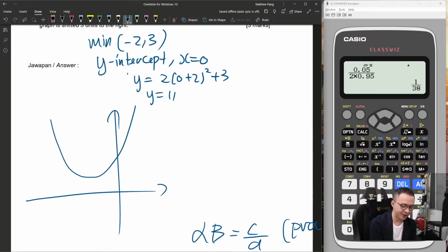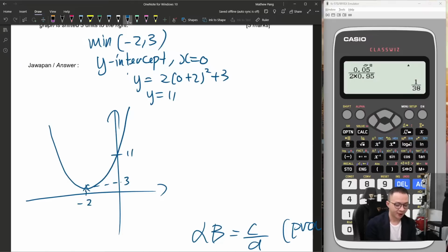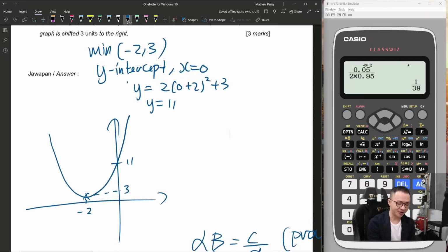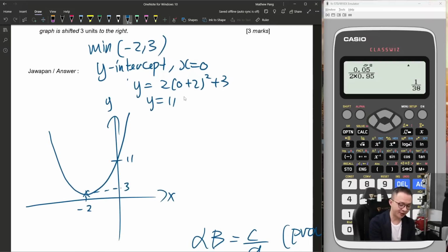I should have something like this. Okay, so this one is 3, this is 11, and this is negative 2. Okay, this is my graph. Done. They asked me to sketch a graph. I already sketched x, y, 0.